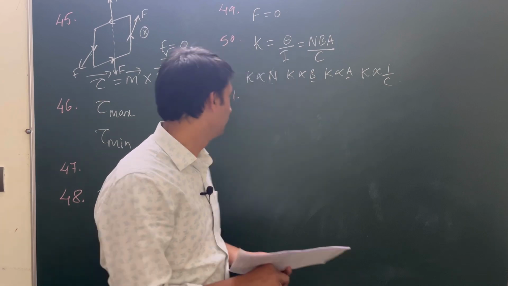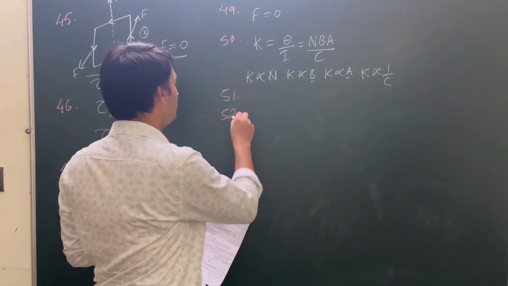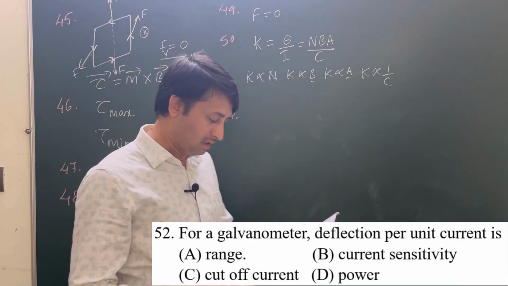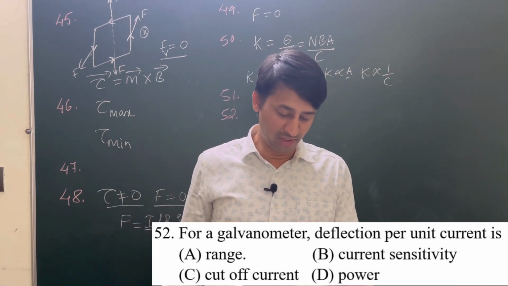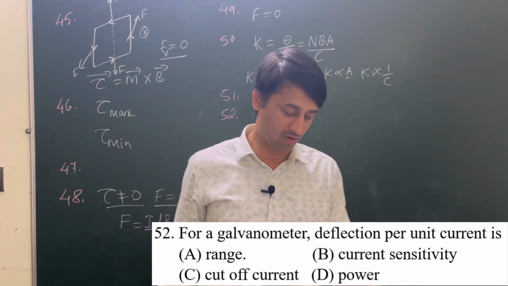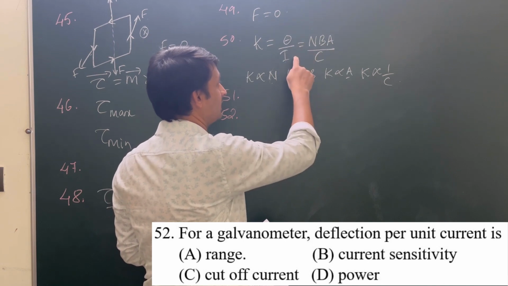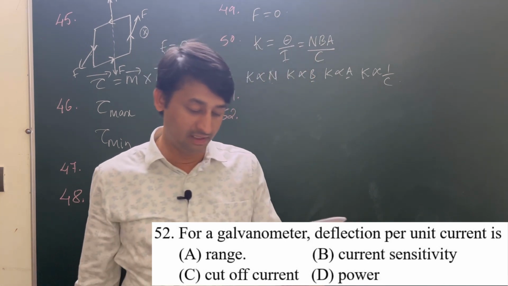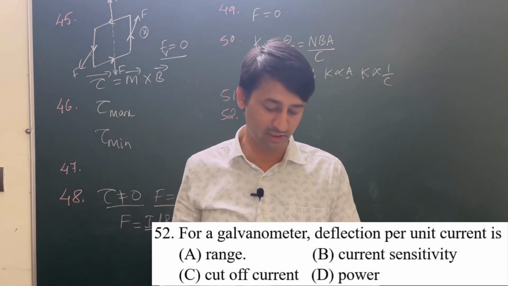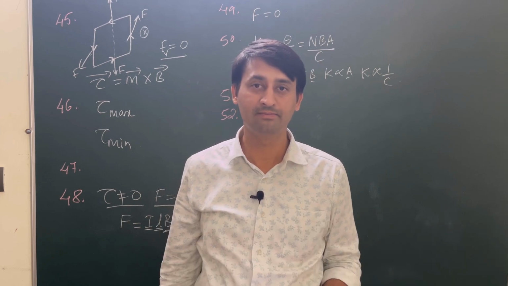Next question number 52. For a galvanometer, deflection per unit current is called. Deflection per unit current is called current sensitivity. Option B is the correct answer.